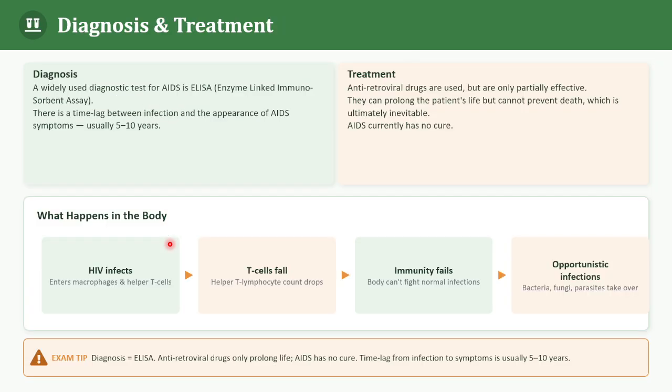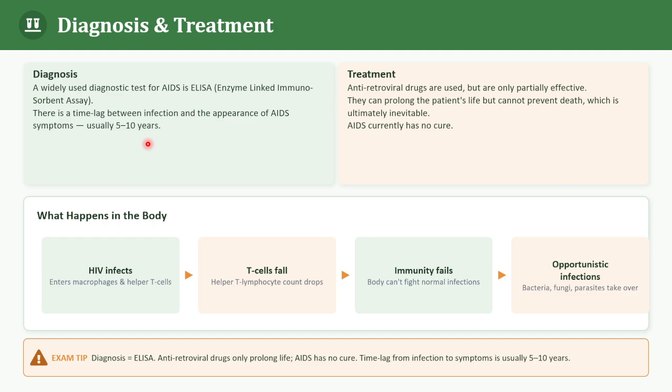So next is the diagnosis and treatment. Now imagine a person has become infected with HIV. Can we immediately see HIV symptoms there? No, not necessarily, right? There is a time lag between the HIV infection and the appearance of AIDS symptoms. It will usually be around 5 to 10 years. So diagnosis is extremely important.